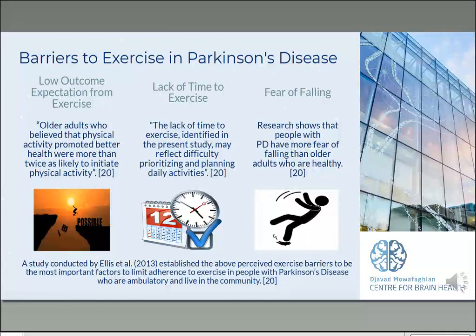The third barrier is fear of falling, which is fear or worry of falling during upright or ambulatory activities or exercise. Fear of falling is associated with activity restriction in older adults who are healthy and also those with Parkinson's disease. Fear of falling has also been described as an independent risk factor for falls in people with Parkinson's disease. This means that if you have a fear of falling, you are more likely to fall.